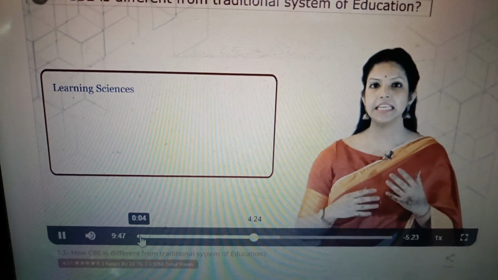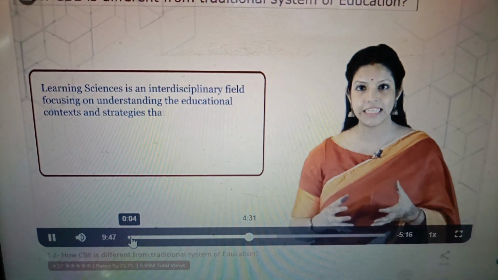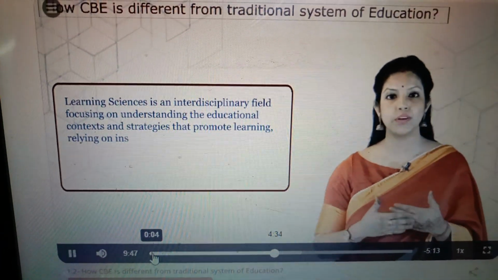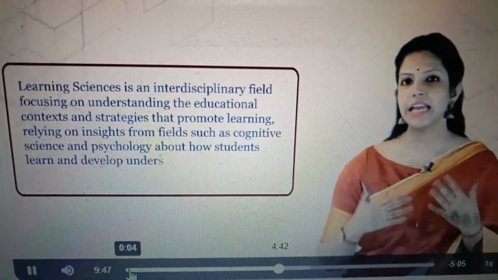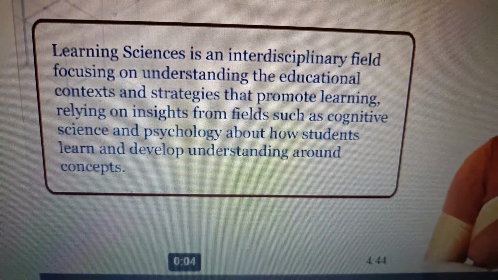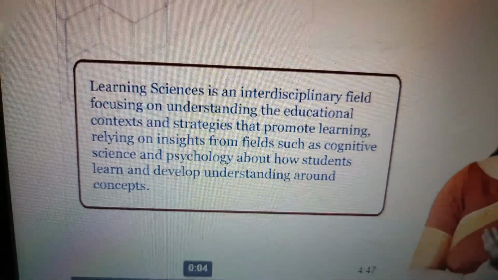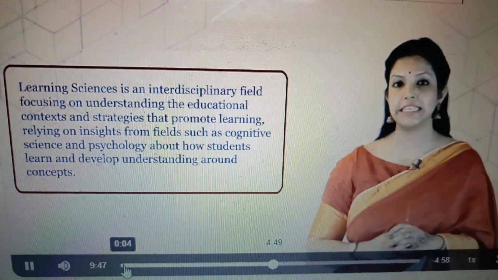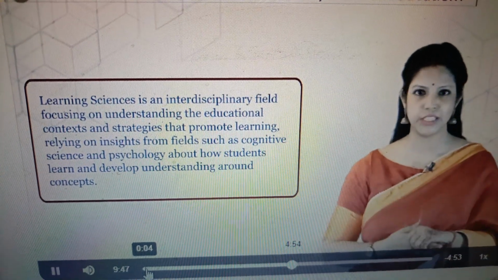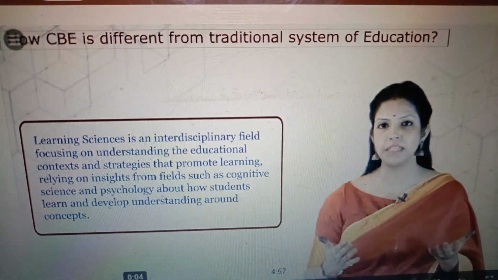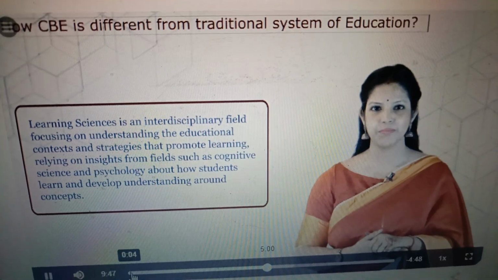Learning sciences is an interdisciplinary field focusing on understanding the educational context and strategies that promote learning, relying on insights from fields such as cognitive science and psychology about how students learn and develop understanding around concepts. For example, in CBE, classroom instruction integrates the research from how students learn and process information and what kinds of learning environments support effective learning.